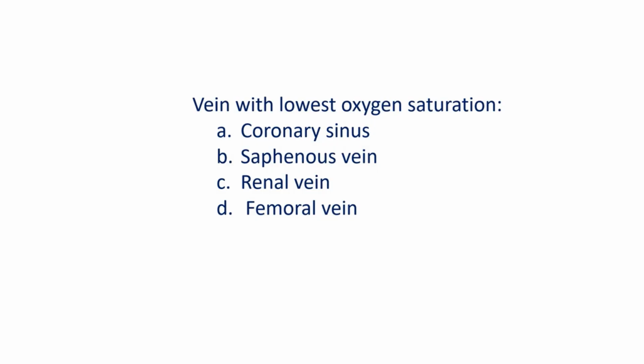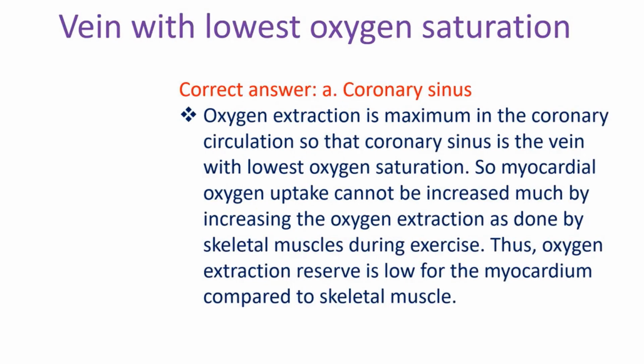Vein with lowest oxygen saturation: A. Coronary sinus, B. Saphenous vein, C. Renal vein, D. Femoral vein. Correct answer: A. Coronary sinus. Oxygen extraction is maximum in the coronary circulation, so coronary sinus is the vein with lowest oxygen saturation.